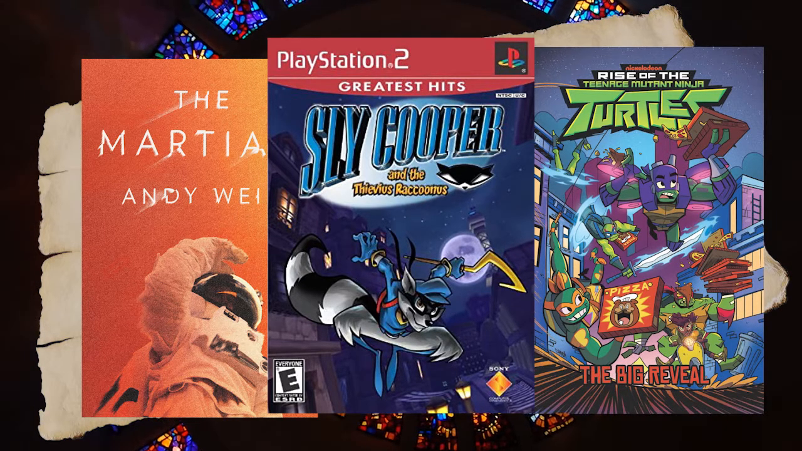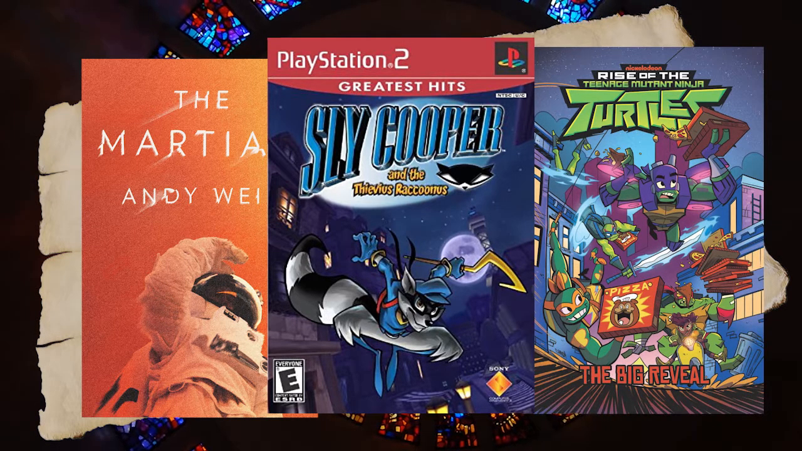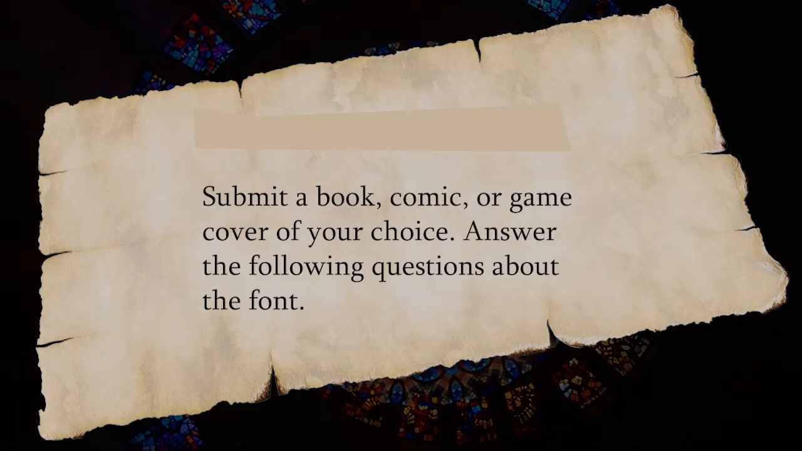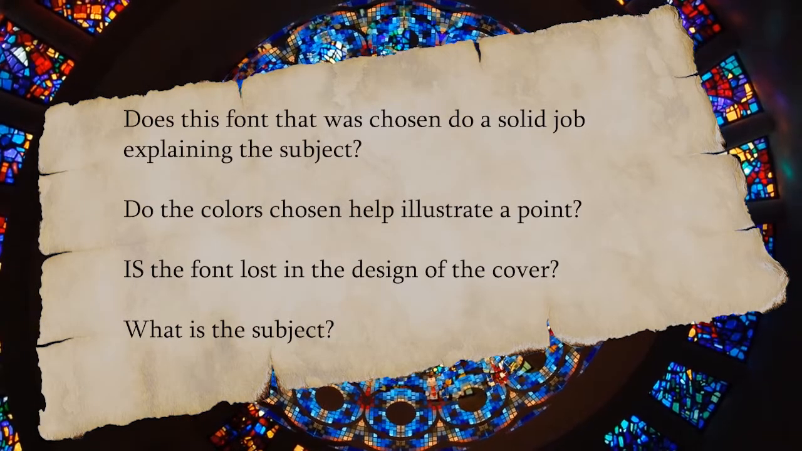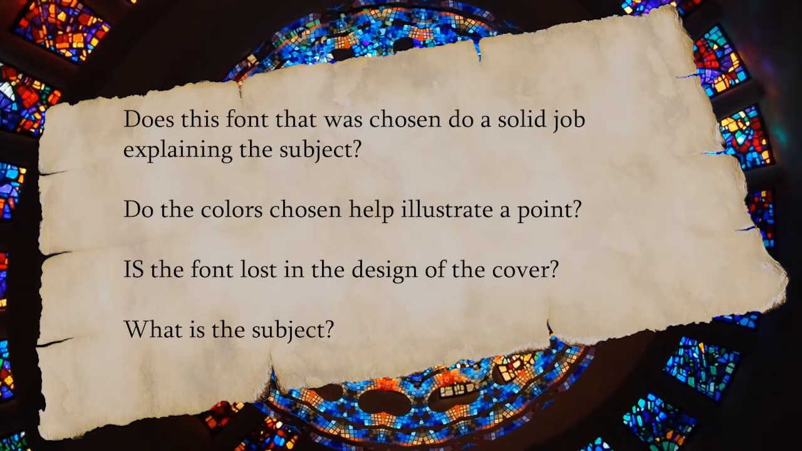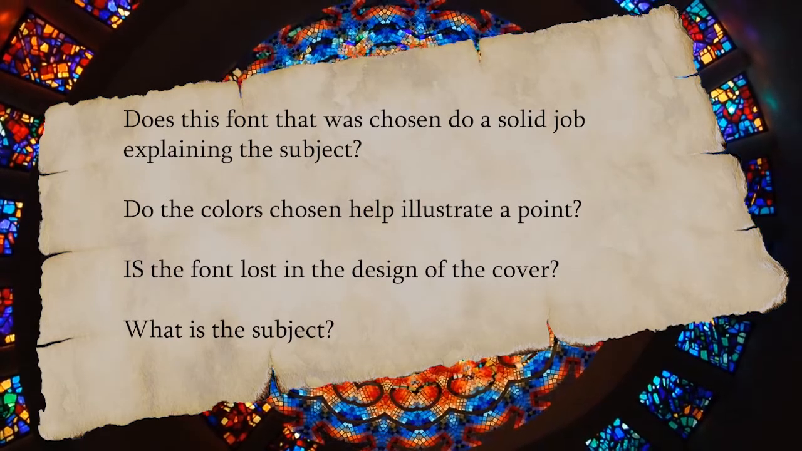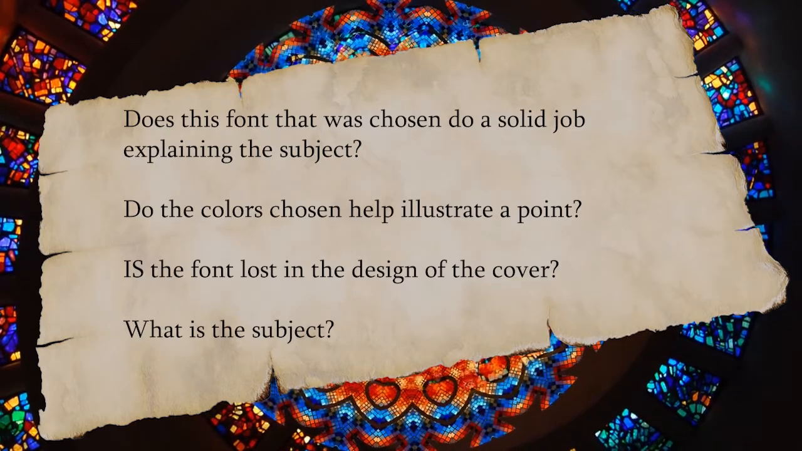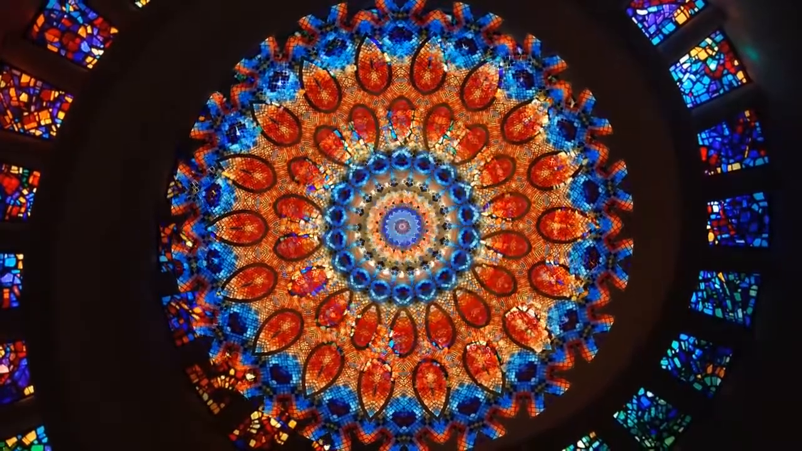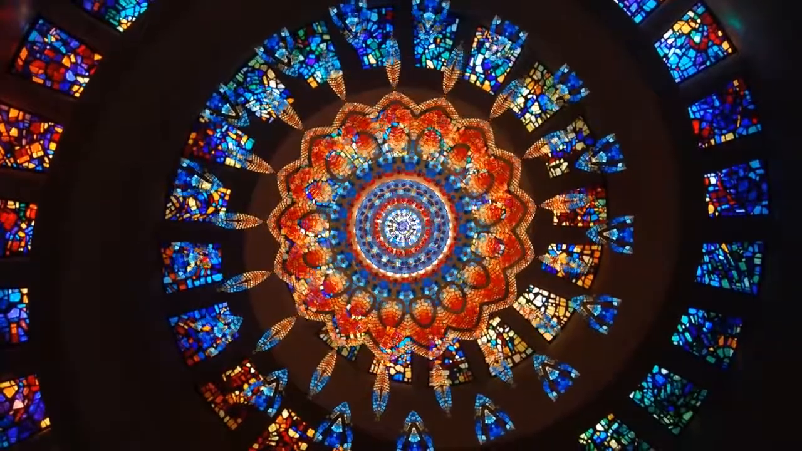You are going to tell us if you think that the font did a solid job explaining the subject. Do the colors chosen on the font help illustrate the point, or is the font lost on the design color? And then you're also going to tell us about the subject of your book or comic or game cover. Not everybody in the class might know what you're talking about, so make sure you explain yourself thoroughly. When you're done, submit your work into Blackboard, into the discussion board, and I'm interested to see what you guys are going to pick for your explanations.